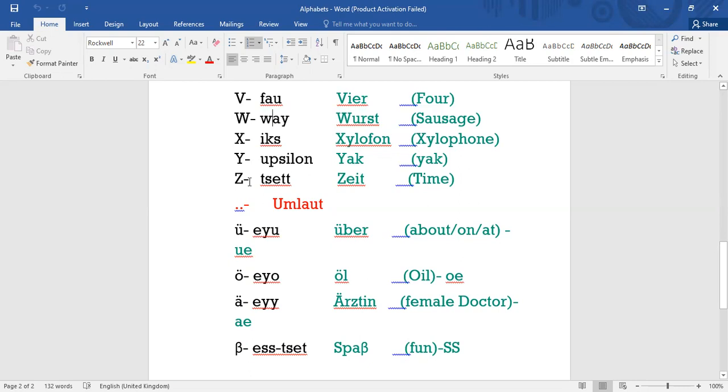Okay. Then we have Z. Z as S gives a sound of Z, but Z gives a sound of S, so it means TS, like the small half 'ta' in Hindi, adha ta, then sa. So this is Zeit, basically Zeit. So this is Zeit, not Zeit. Basically, which means time in English.